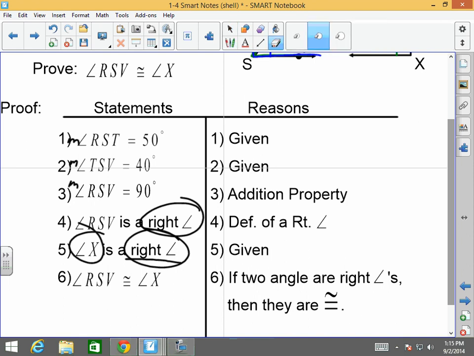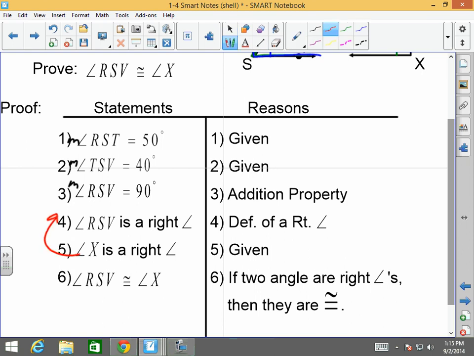Okay. Great question. The question here is, Mr. Morrow, for 4 and 5, couldn't I switch the order? Couldn't I put this one here and this one here? Yes, but be careful. The reason I flowed this way was because didn't I already prove that RSV was 90? Let's stick with the information we have. If RSV is 90, that means RSV is a right angle. Now you can get to the X is a right angle, and then you can prove it because you've proven that both are right angles. Is that making sense to you?